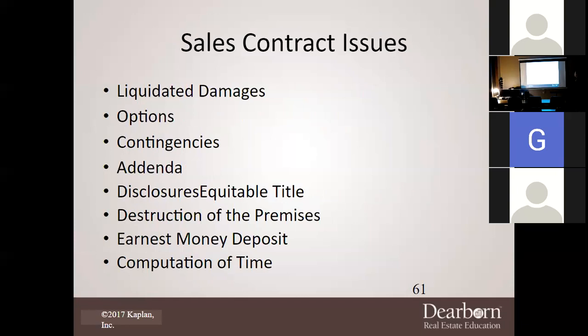Now, there are, of course, sales contract issues. There can be liquidated damages. Okay, so if there's issues, there could be liquidated damages. There are certain options, contingencies, as well as addenda, disclosures in regards to equitable title, destruction of the premises, earnest money deposits, as well as computation of time, are all key issues that can affect contract.